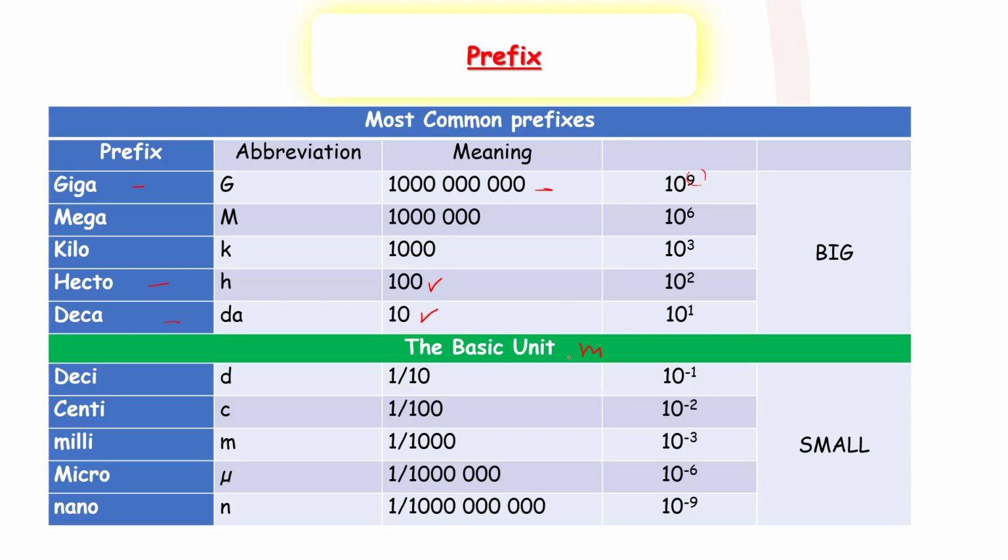Now, if I want to make this basic unit smaller, I will be using other types of prefixes. For example, deci, centi, milli, micro, and nano. All these are prefixes. Now, these prefixes, as we mentioned earlier, have abbreviations, and we must memorize them. It's not like we need to exactly memorize them, but we will be using them a lot, so they will just come commonly to your head. But you need to practice a lot on how to use these prefixes.